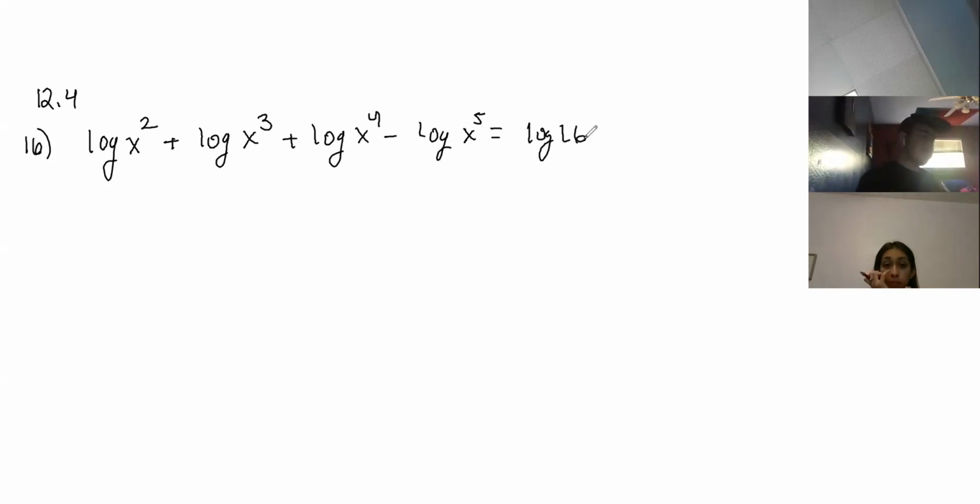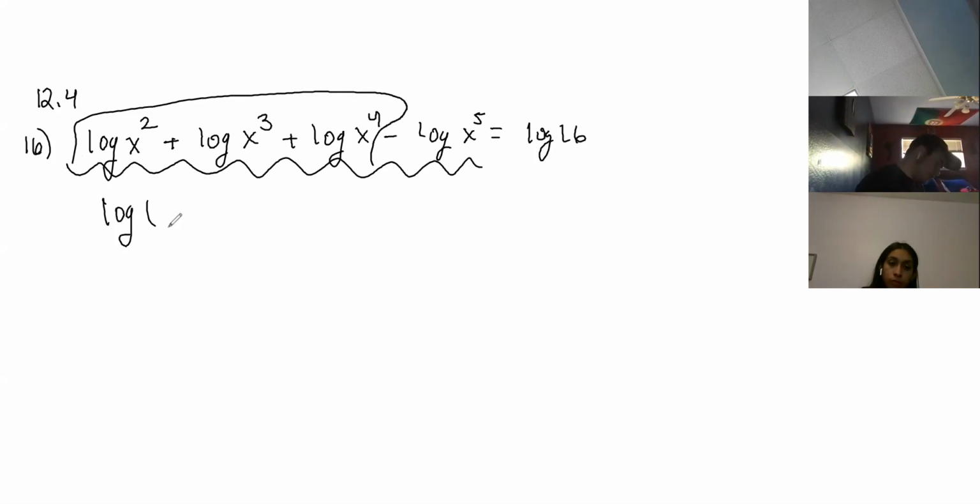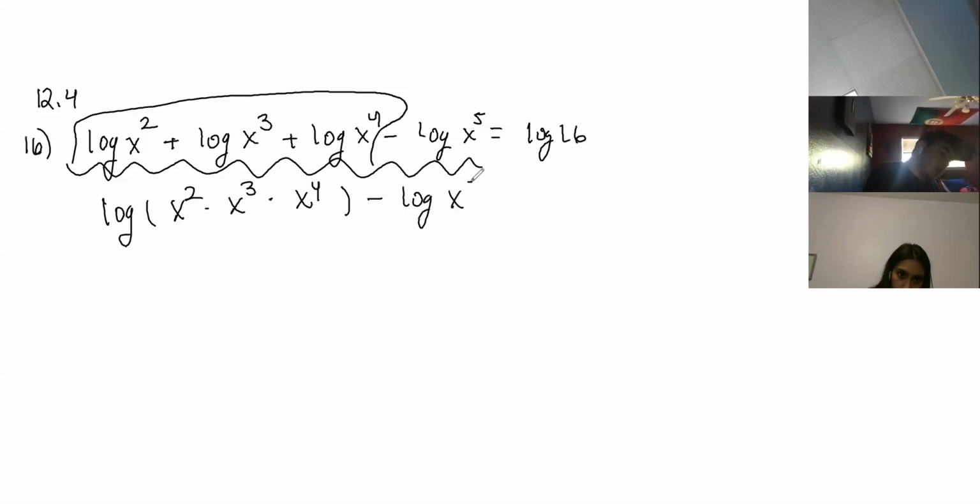Now this is a solving, so this is where we either drop the log or wrap around. Before I decide, what do I have to do with all of this first? Wouldn't you have to condense it? Condense it. Good. So I'm going to do all these pieces here first without the minus. Okay, so it's all addition. So what would I have? Multiplication or fraction? Multiplication. So x squared times x cubed times x to the 4th minus log of x to the 5th equals log of 16.